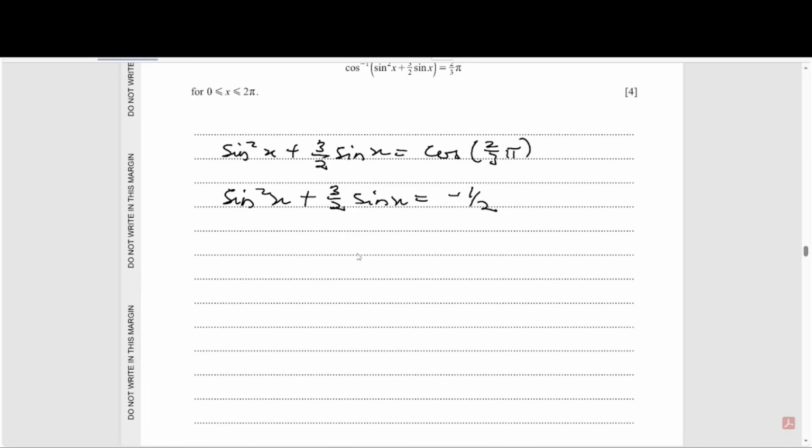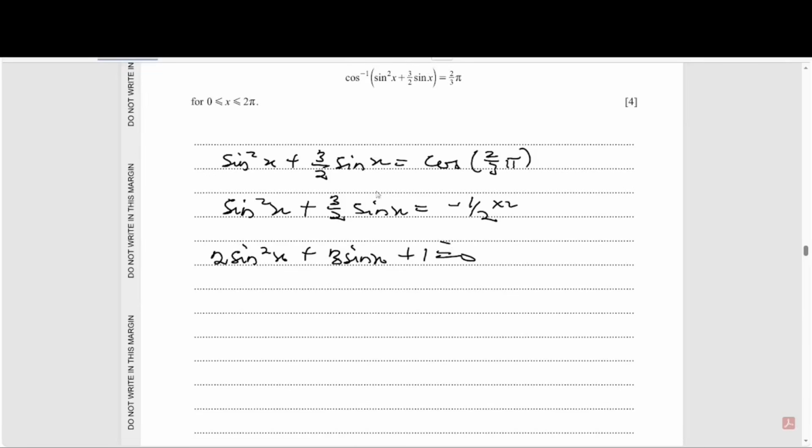Then we also need to clear the fractions since you have a quadratic. So we clear the fractions and then we solve, or you can still solve it without clearing fractions. I'm going to clear fractions. We multiply through by 2. Then we have 2 sine squared x plus 3 sine x. Then this is going to times 2 is going to negative 1. I'll bring it to the other side. I have positive 1 is equal to 0.